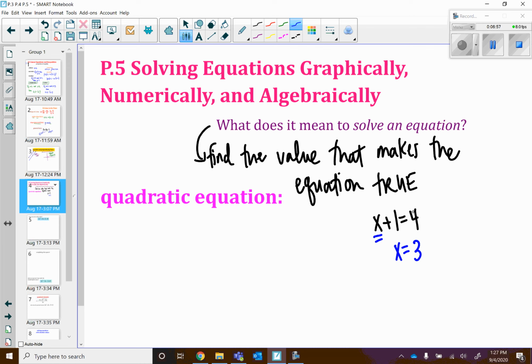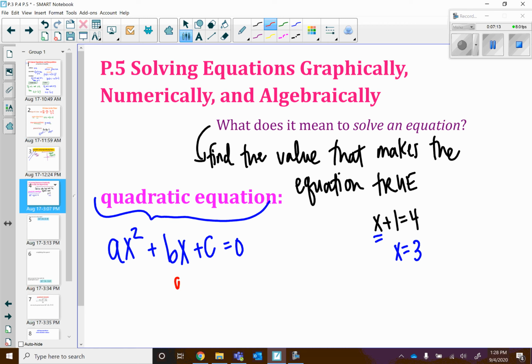A quadratic equation is a very specific type of equation in a quadratic form. The general form is ax squared plus bx plus c is equal to 0. And specifically here, a, b, and c are all real numbers, and a is not equal to 0. If a was equal to 0, then you wouldn't have that x squared term, and you would not have a quadratic.